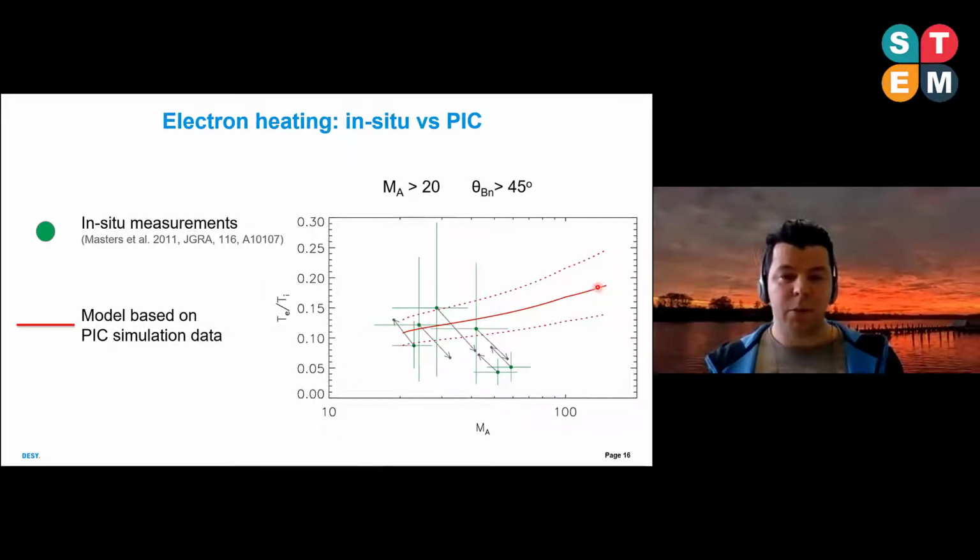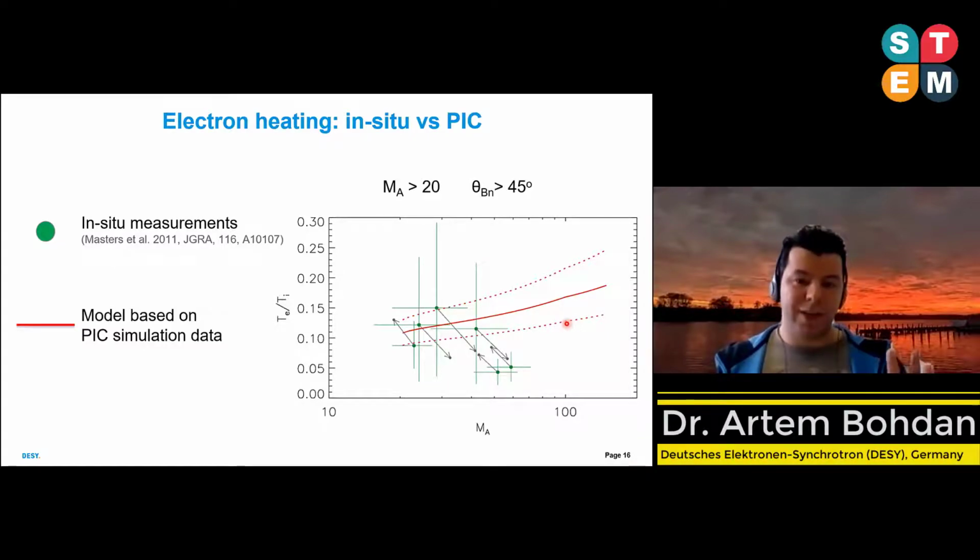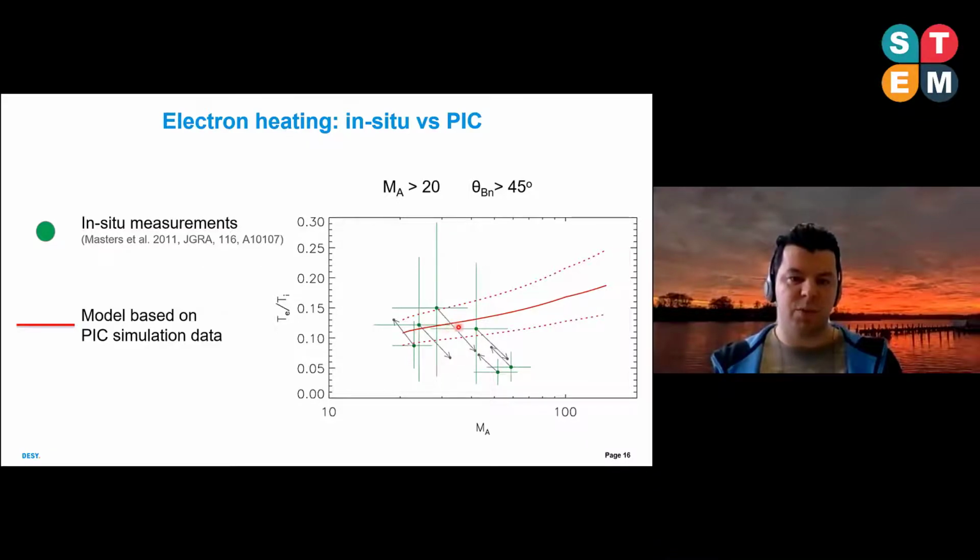The red line represents our heating model with realistic parameters applied, so realistic shock velocities and realistic mass ratios, and so on and so forth. Unfortunately, from the in situ measurements for this range of parameters, so high Mach number and quasi-perpendicular shocks, we have only 6 points represented by these green dots. But taking into account all the assumptions made for the in situ measurement and for the modeling, we see a pretty good fit between our model and the in situ measurement.